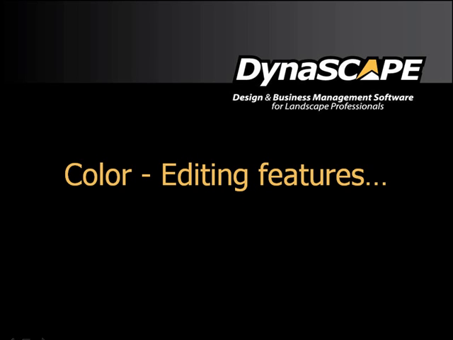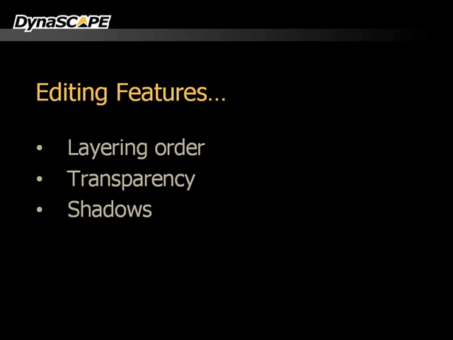Let's look at some of the editing features in DynaSCAPE Color. DynaSCAPE Color's editing features include tools to adjust layering order of objects on the drawing, tools to add transparencies to objects and make them more see-through, and tools to add shadows to objects to give them more of a three-dimensional look and feel.